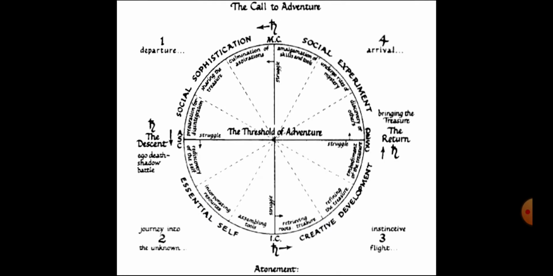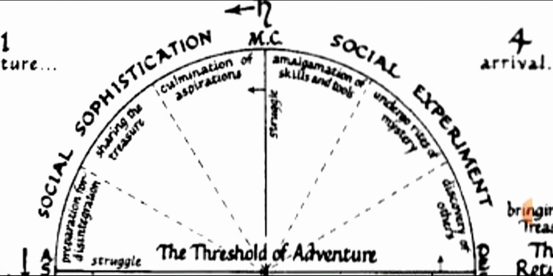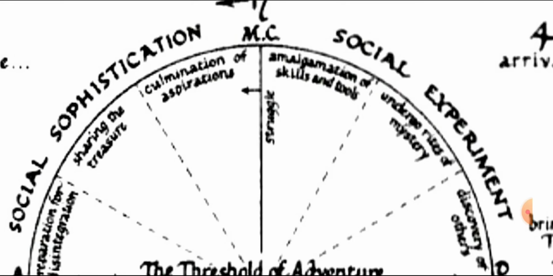So, essentially this is how, astrologically speaking, Saturn is doing the hero's journey. She uses Joseph Campbell's hero's journey model, if you like, and transposes it onto Saturn's journey, and this is what it looks like. As you will see here, amalgamation of skills and tools is the 9th house. So as Saturn goes through your 9th house, you're at the end of your journey, and essentially the struggle is the end of your journey before the new call to adventure happens.